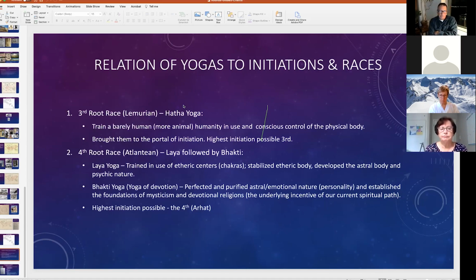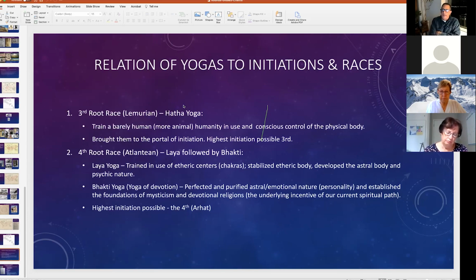And that brought them to the portal of the first initiation. Then in Atlantis there were two yogas. The first is Laya yoga, which was basically to help them coordinate, train and use the chakra system, the etheric centers, and to stabilize the etheric body and develop the astral body and psychic nature.